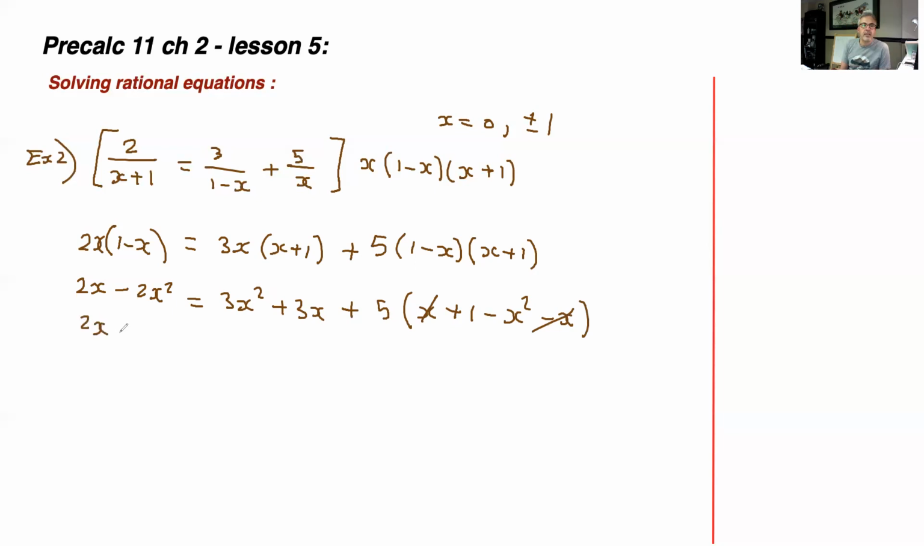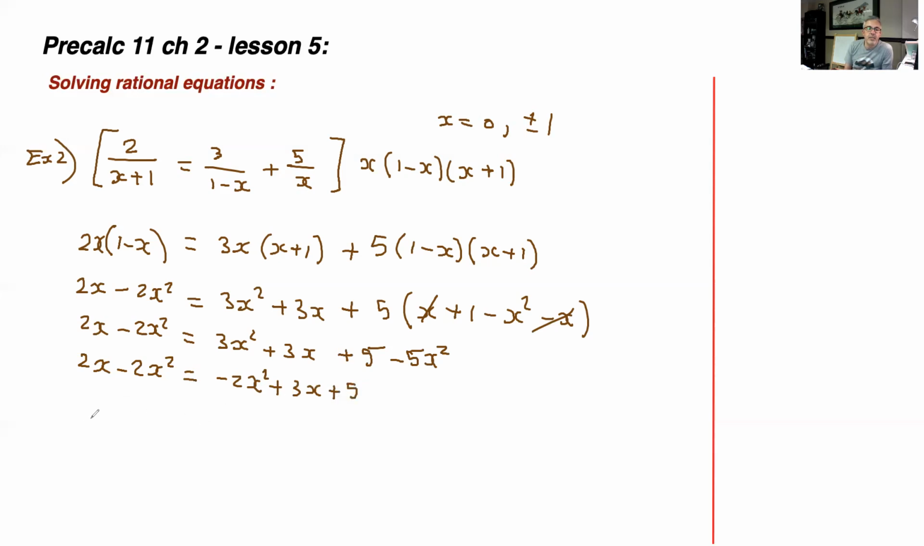Now, this is 2x minus 2x squared equals 3x squared plus 3x plus 5 minus 5x squared. I'm just distributing the 5 here and there. That's a 5. Now, at this stage, you're going to move everything to one side, equate it to 0. Maybe let me just simplify it further before I go there, so you students won't get confused. 2x squared plus 3x plus 5.